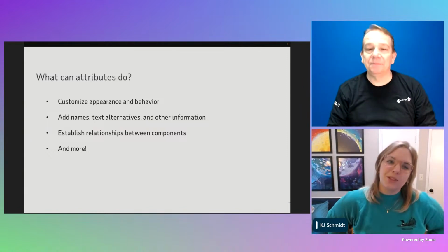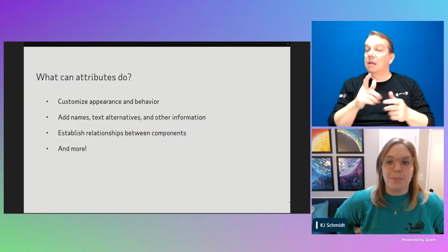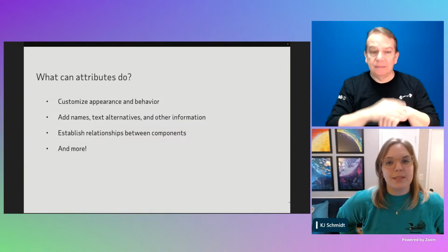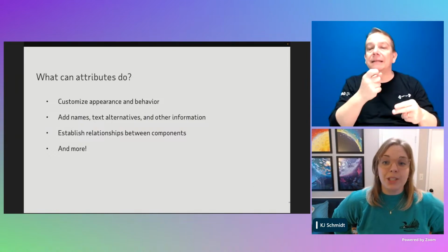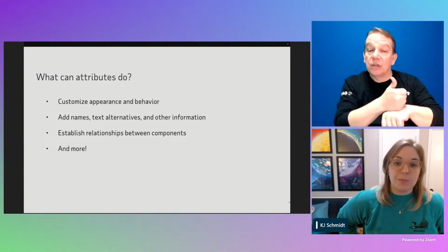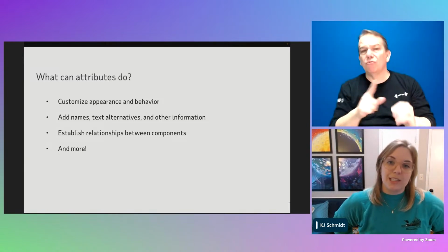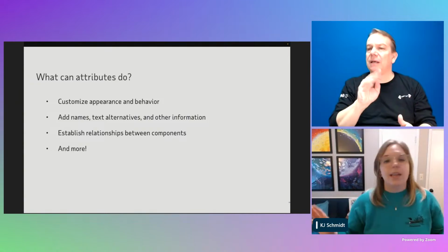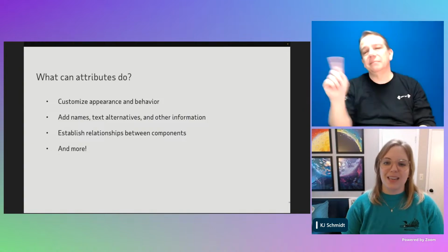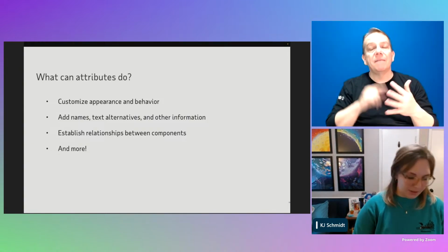So what can attributes do? We can use attributes to customize things like the appearance and behavior of the elements. We can use them to add names, text alternatives, and information about the element. We can use them to establish coded relationships between elements, and more. They're really powerful parts of the HTML element. And we're not going to get into all the complexities and possibilities of attributes today, but let's just talk about some of the attributes that are important for accessibility.